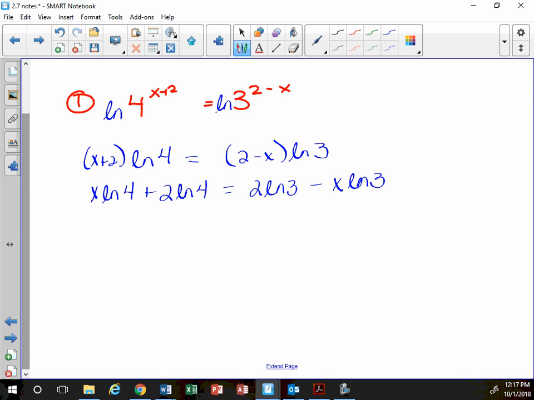All right, we're solving for x, right? I have a couple of x's, so what do you think I need to do? Yeah, get them all on one side. So I'm going to leave the x natural log of 4 over here. Bring over, so plus the x natural log of 3. And then on the other side, I'll have my 2 natural log of 3 minus 2 natural log of 4.